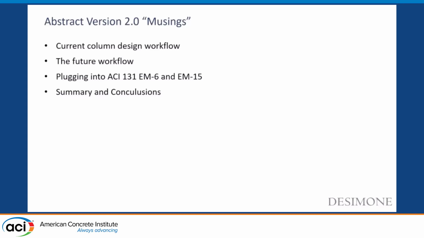What I'm going to do is describe to you the column design workflow at Desimone right now, and I've worked at KPFF and MKA, and it's pretty much the same stuff. Might be different program names, but it's the same process. I think that'll help you appreciate how IFC could help streamline that process. Then I'm going to describe our current workflow, identify some major shortcomings, and ask what a future workflow would look like. And then how could we plug in the EM6 and EM15 into that workflow, talking about how we could do it, and then just some summary and conclusions.